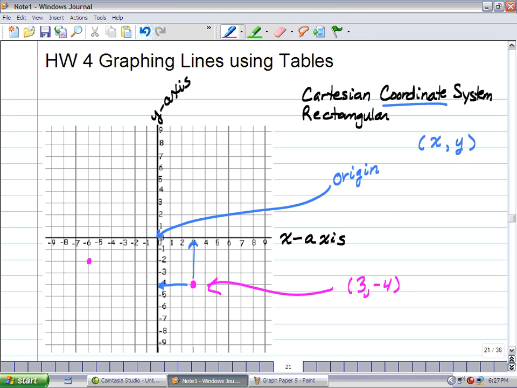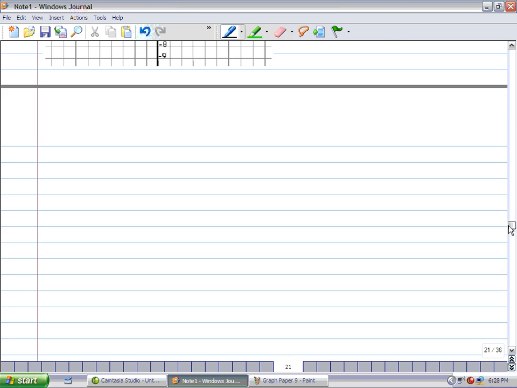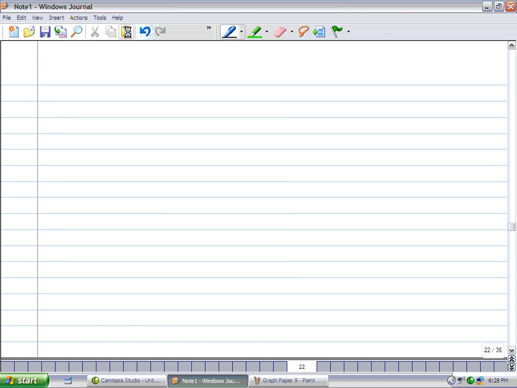What point is this one right here? Look at what it's across from and what it's underneath of. It's underneath of the -6. It's across from the -2. So the name of this point, its coordinate, is -6, -2. Well, let's go down here and look at a few more of these.